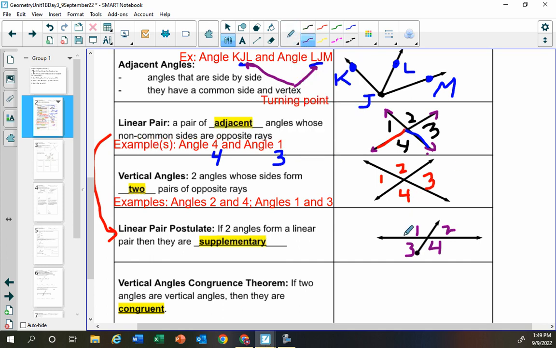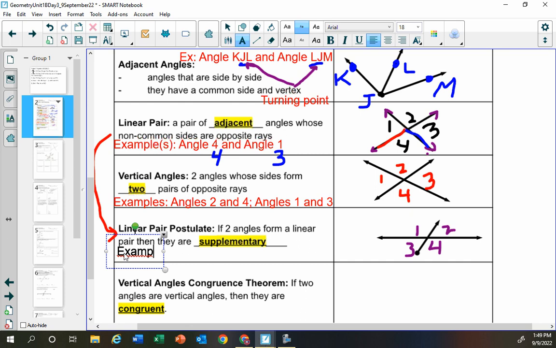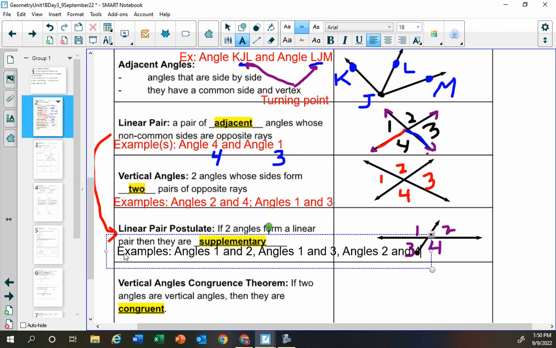So yeah, there's multiple examples. Angles 1 and 2. Angles 1 and 3. But not 1 and 4. Or angles 2 and 4. 2 and 4, this case. And again, you don't have to write all the examples.